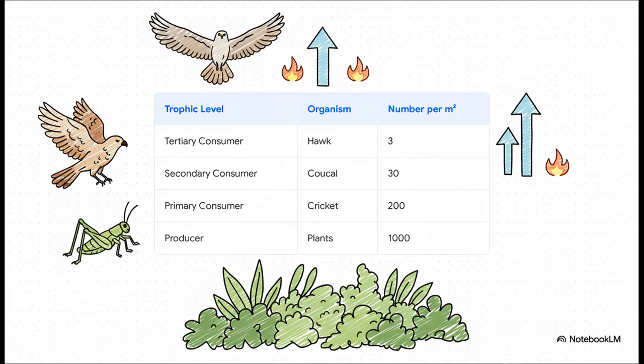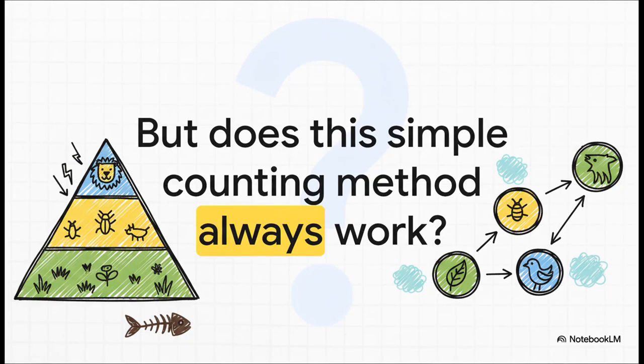And check this out. In a classic grassland, this works perfectly. In just 1 square meter, you might have about 1,000 plants. Those plants are supporting maybe 200 crickets. Those crickets feed about 30 birds. And right at the top, those 30 birds can only support 3 hawks. See that beautiful pyramid shape? The numbers get smaller and smaller as you go up. It just makes sense. So it seems like we've cracked it, right?